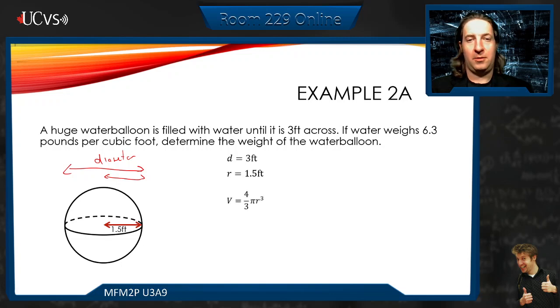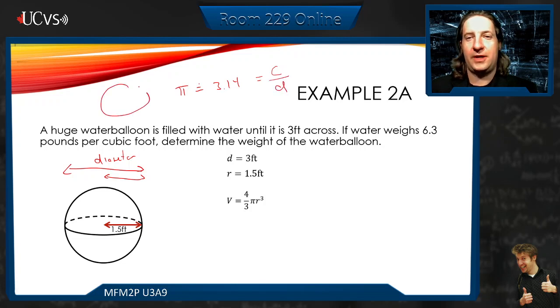So I look on my formula sheet. It says that the volume of a sphere is 4 divided by 3, so this number 1.333 repeating, times pi. Remember, pi is a very special number. We can approximate it as 3.14. But remember that pi is the ratio of a circle's circumference divided by its diameter.